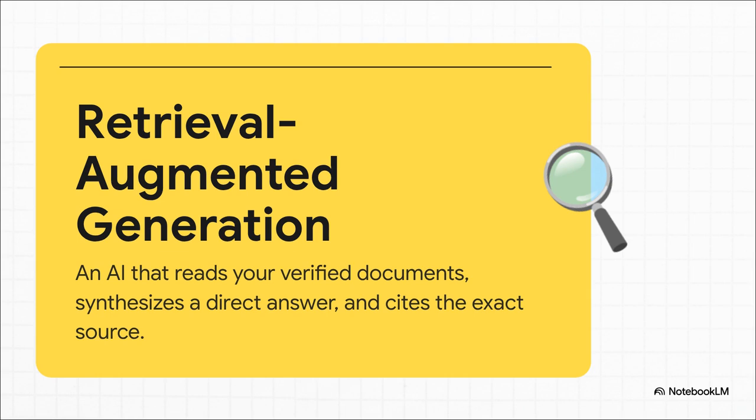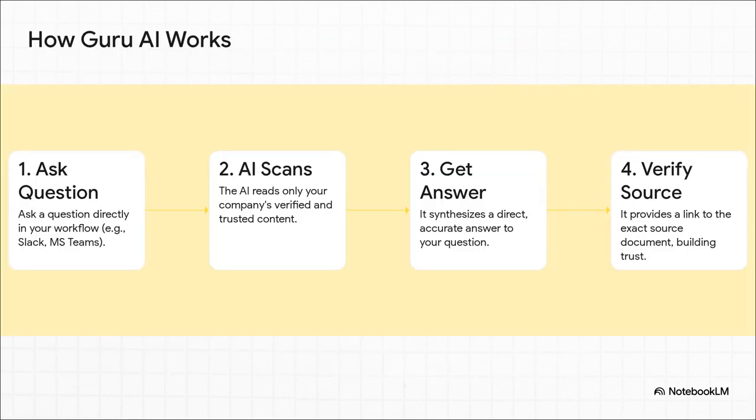But here's the key. This librarian only reads from your company's own trusted, verified books. So here's how it works in the real world. Someone on your team asks a question right where they are, maybe in Slack, maybe in their CRM, doesn't matter. The AI then goes and reads all your verified stuff, pulls together a straight answer, and then, and this part is absolutely crucial, it gives you a link right back to the original source document. That little link, that's everything. It's what builds trust and stops the AI from hallucinating or making things up, which is a huge problem with other tools.